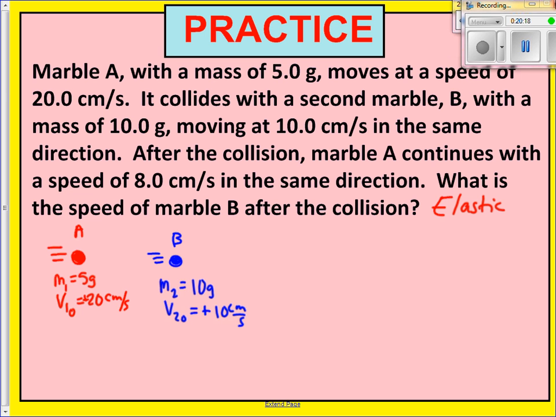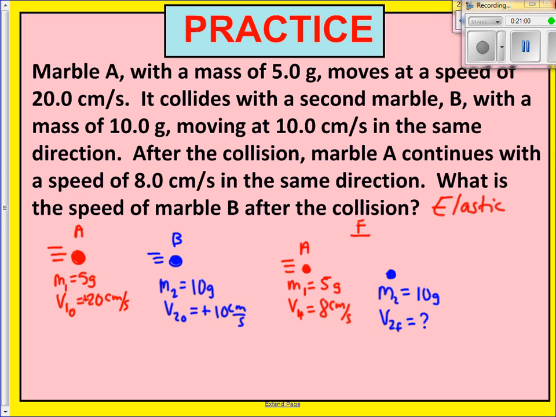Now, after the collision, so this is all initially. After the collision, we are told that marble A continues with a speed of 8 centimeters per second in the same direction. So this is my final picture. Here's marble A. Marble A is still moving in the same direction, and its final velocity is a little bit less now. It's 8 centimeters per second with the same mass of 5 grams. With marble B, what is the speed of marble B after the collision? So our final velocity for marble B is questionable, and its mass is still the 10 grams.